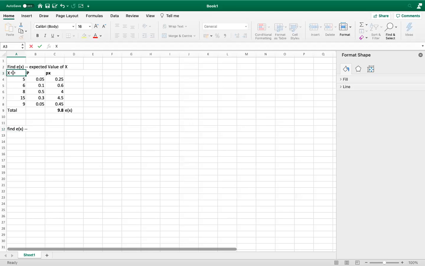Now see, I will be given X. I will be given the probability of X happening, right? Supposing it is demand for loaves of bread. 5 loaves of bread will be demanded, probability is 0.05. 6 loaves will be in demand, probability is 0.1. So what will I do? Multiply this with this and ultimately add. Are you following?